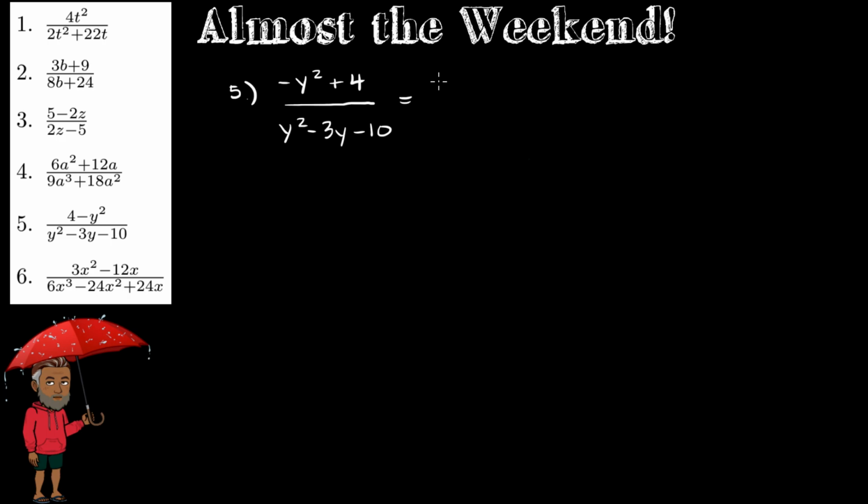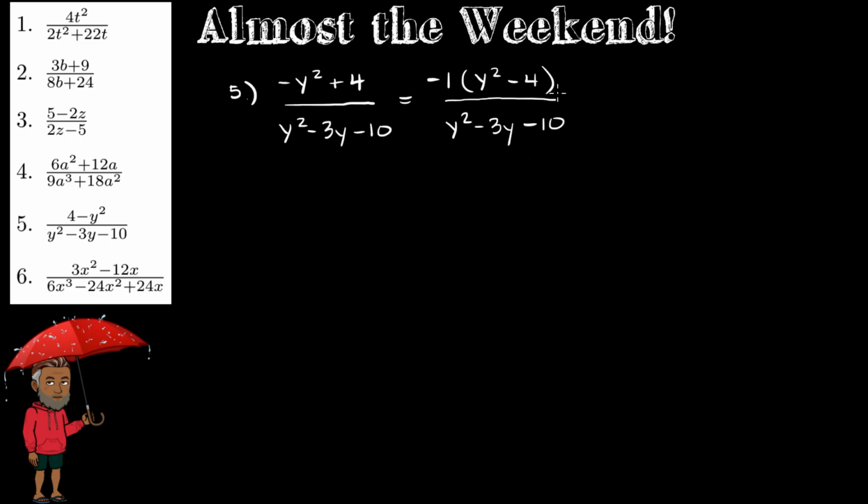Next, I don't like having a negative in the front of the y squared, so I'm going to factor out a -1. So I'm going to say -1 and then y to the power of 2 minus 4. It just changes the signs of the numbers inside the factor. Over y to the power of 2 minus 3y minus 10. Now, there's no GCF on the top. There's also no GCF on the bottom. I can't cancel out the y squares because those are parts of a binomial and part of a trinomial. You must cancel out binomials with binomials and trinomials with trinomials, not parts of them.